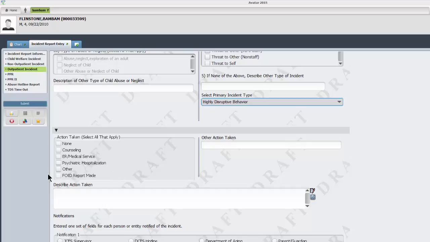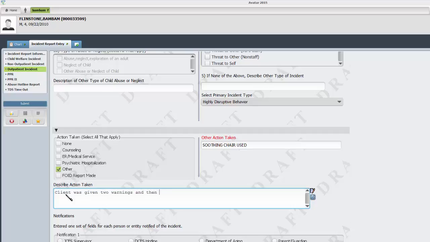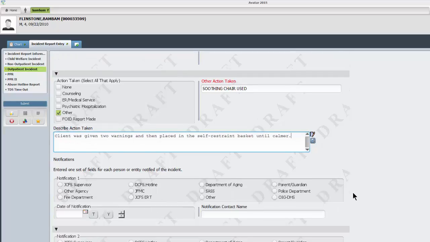The action taken was other, and we're going to say the soothing chair used. I'm not sure that's actually the right language, but we'll use that here. And then we might say client was given 2 warnings and then placed in the self-restraint basket until calmer. And then who was notified?